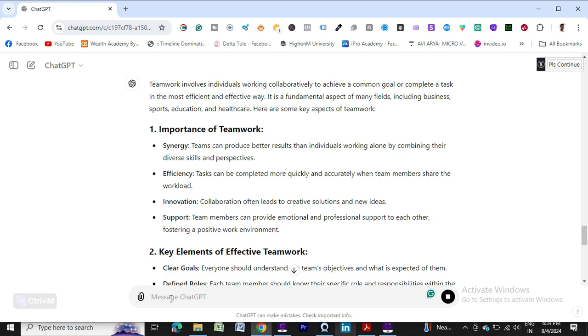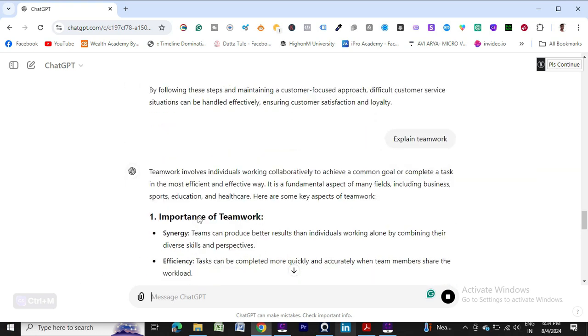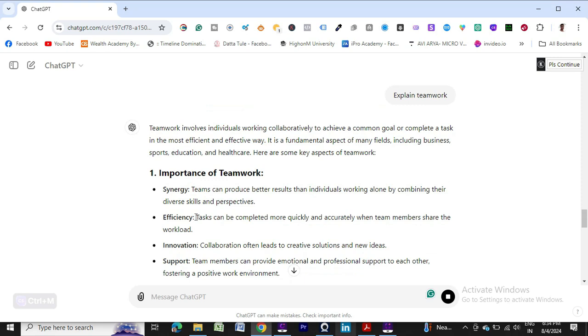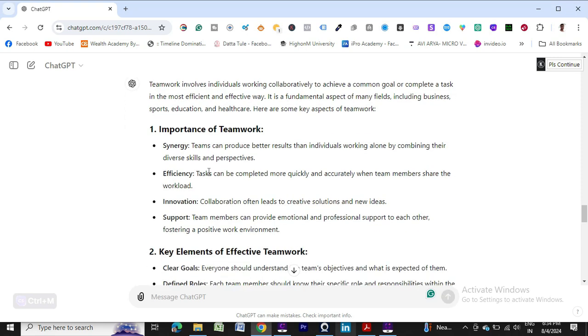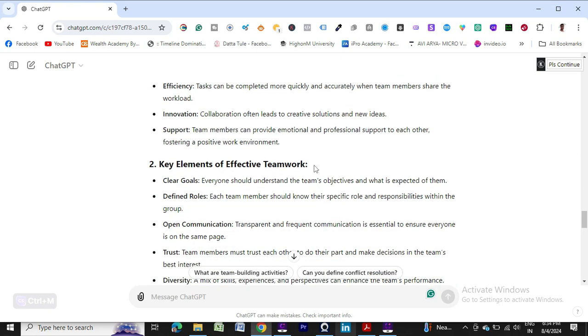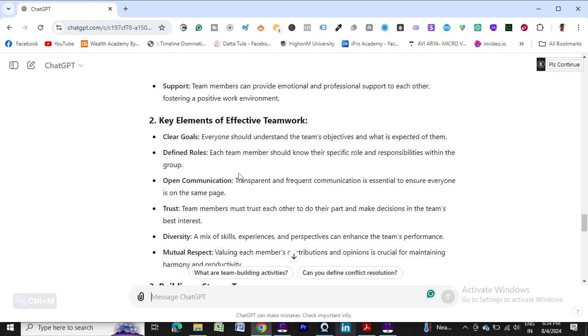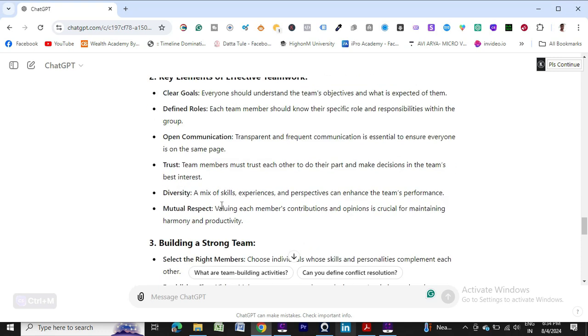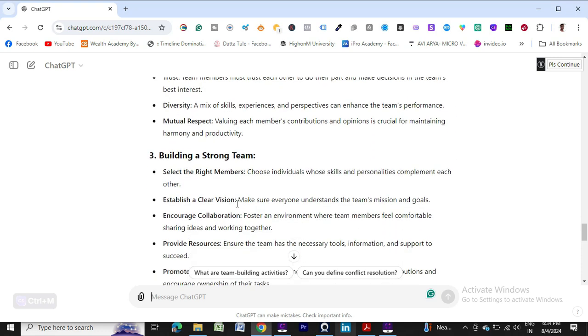Okay, so it has provided a lot of detailed, comprehensive information regarding teamwork. Importance of teamwork: synergy, efficiency, innovation, support. Key elements of effective teamwork: clear goals, defined roles, open communication, trust, diversity, mutual respect. You get all the detailed information because you wanted to know about teamwork. That's why it has provided a long, detailed article.